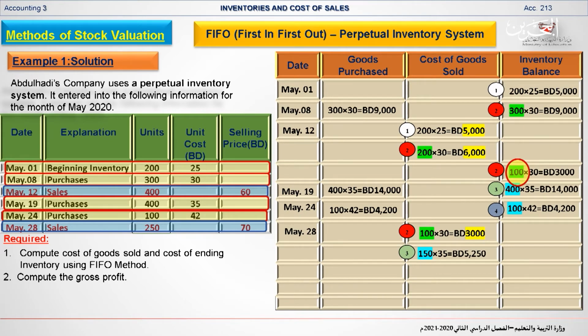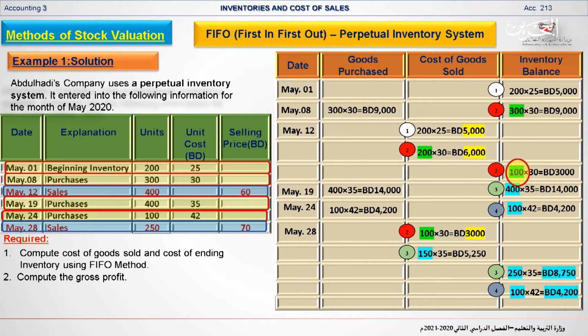So here we calculate the cost of goods sold in two steps by multiplying the number of units sold by the unit cost. Next, you need to update the inventory balance cost. The company has 250 units remaining in inventory from purchase on 19th of May and 100 units from purchase on 24th of May. Inventory cost for each will be calculated in the same way mentioned above. That is, number of units multiplied by unit cost.